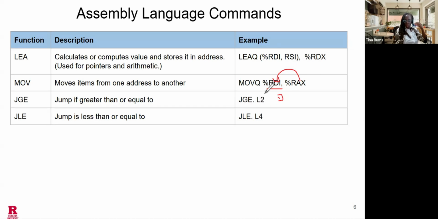You're just jumping to whatever's labeled. If it's greater than or equal to an element, you're going to jump to wherever the label L2 is. If it's less than or equal to this item, you're going to jump to wherever the label L3 is. All right, so there we go. That is that review there.